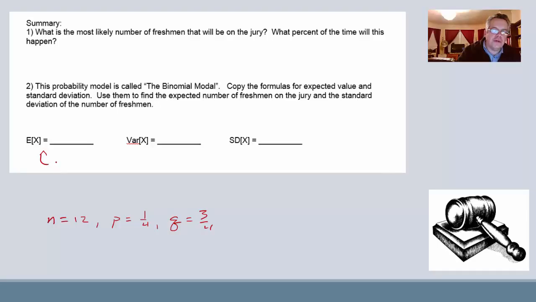You have to use the formula, expected value of x equals n times p. This is for the binomial model. The variance equals npq, and the standard deviation is the square root of n times p times q. Okay, let's see how many freshmen we would expect on average. Good luck, turn this in. Let me know if you have any questions.